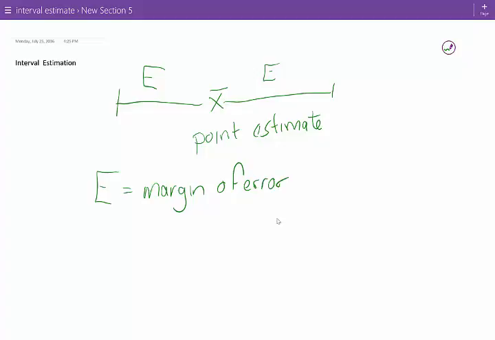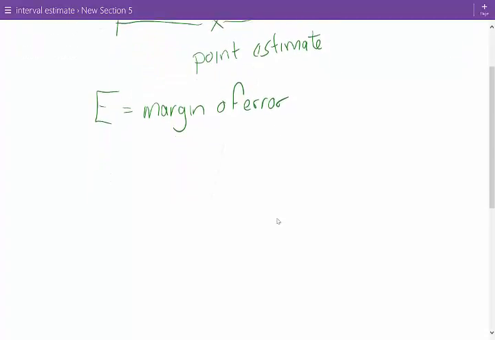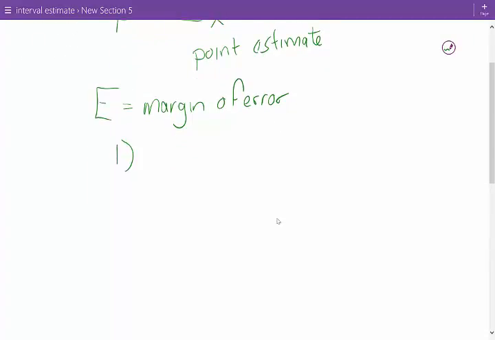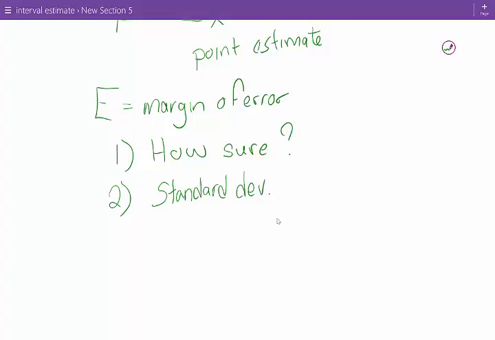The margin of error is basically made up of three different things. The first component is how sure we want to be. The more sure we want to be that we've got the population mean somewhere in our estimate, the wider we're going to have to make that margin of error. The second component is the standard deviation.